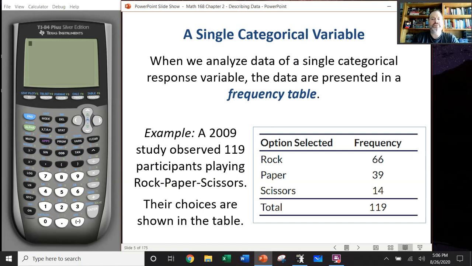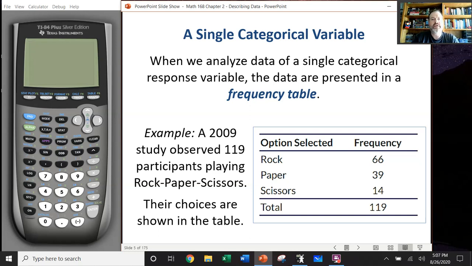So when there's only one categorical variable, we use a frequency table, and you can see the frequency table down there at the bottom. So this example that we're going to be using initially here is a 2009 study that looked at 119 participants playing rock, paper, scissors.